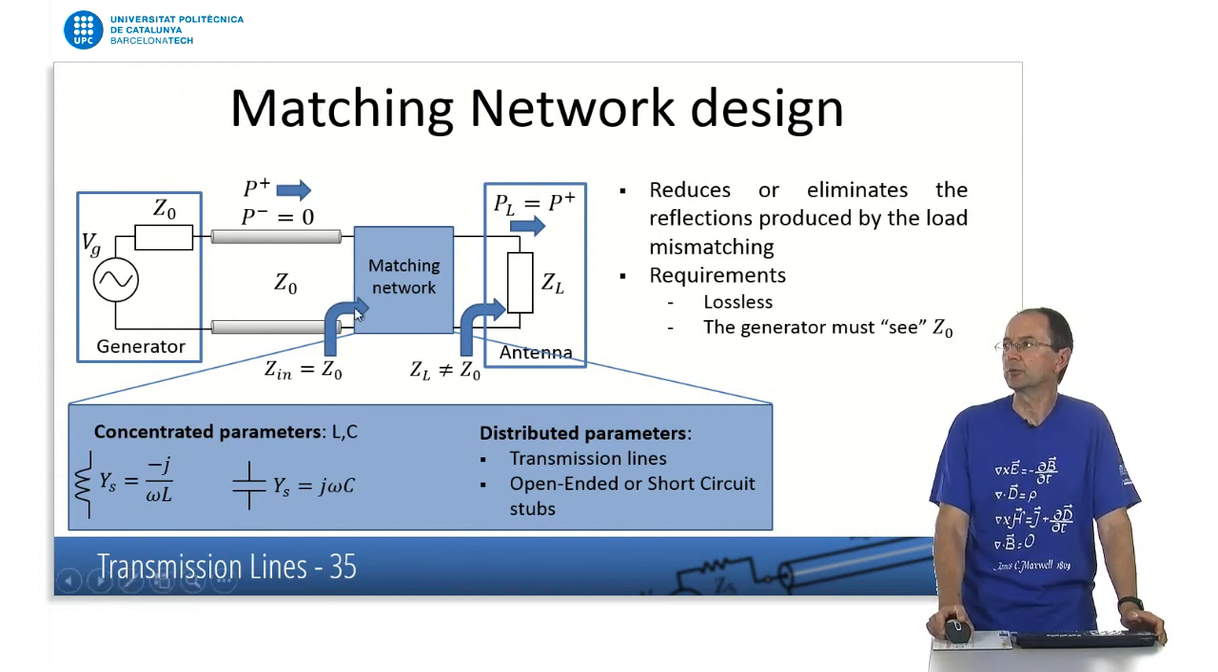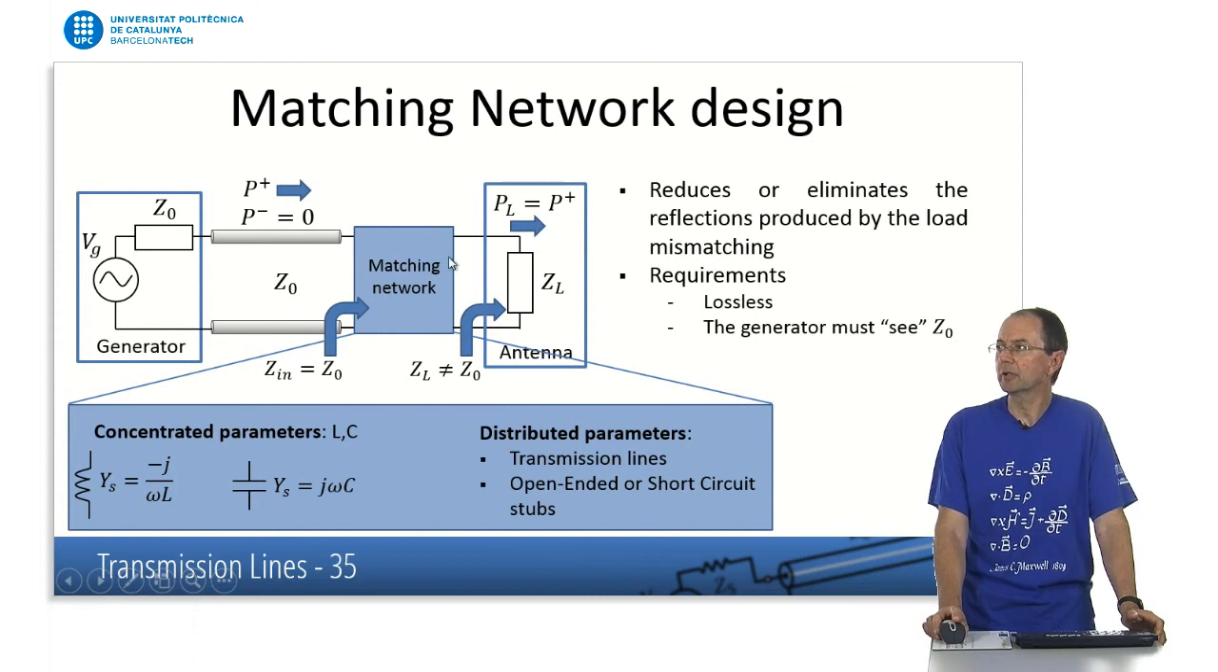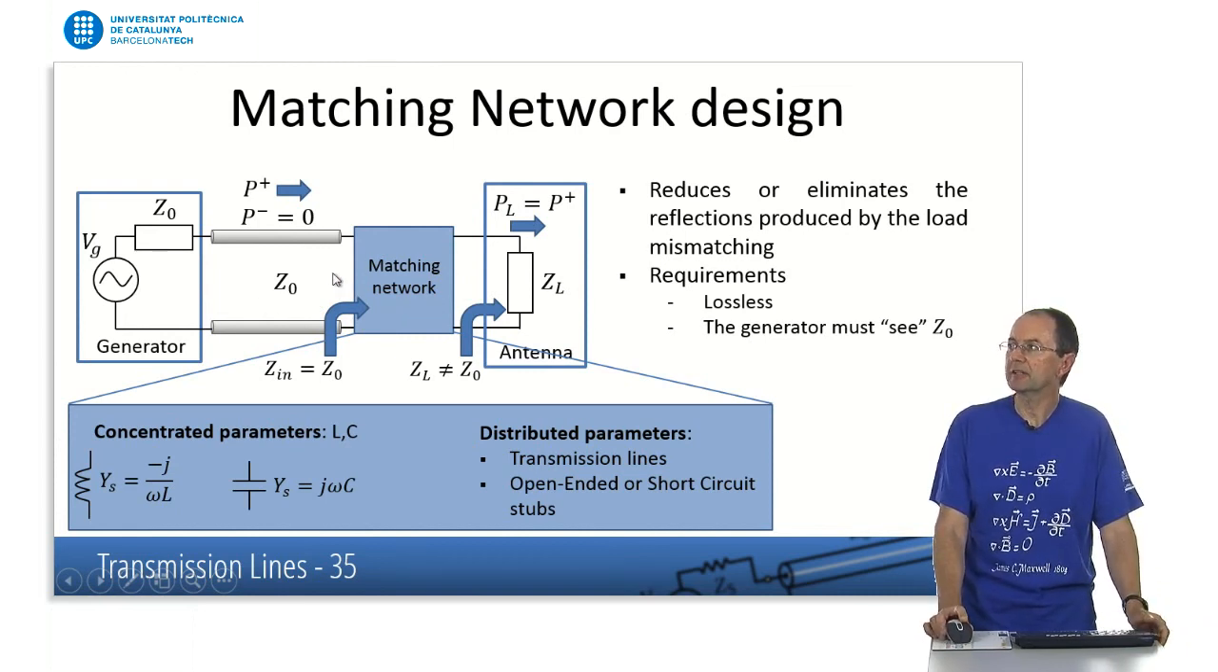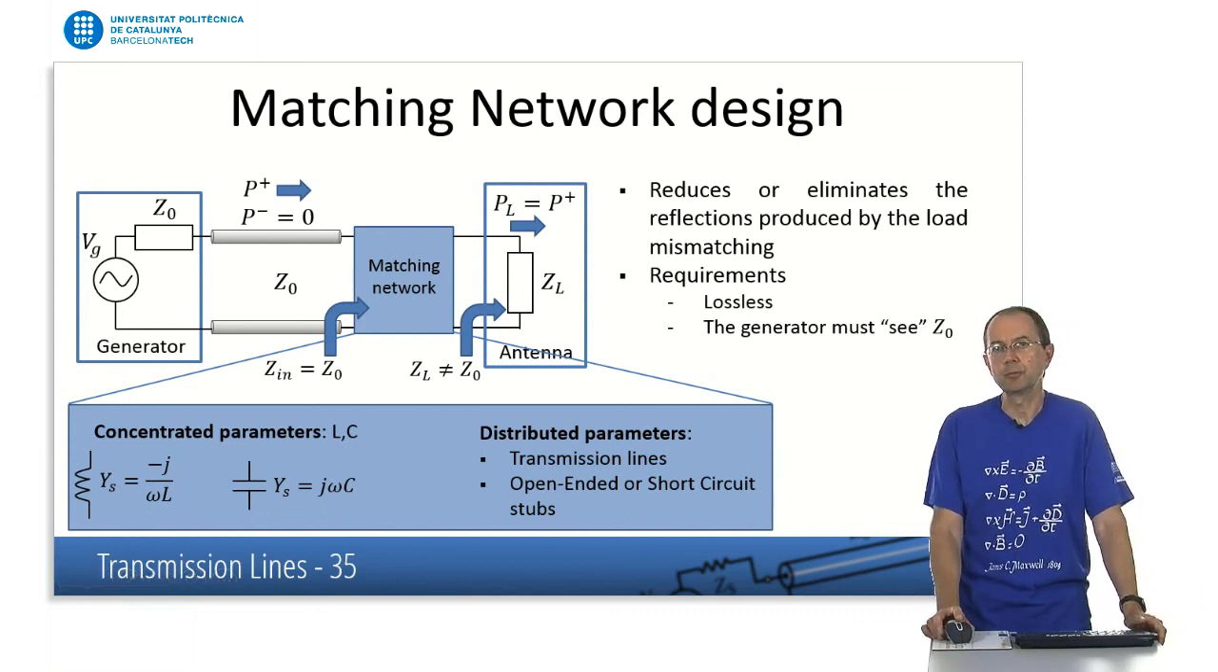What is routinely done is to use a matching network which interconnects the generator and the antenna. Let's assume the generator has a piece of transmission line at the output, and the antenna has a different impedance. If we use a matching network which is able to transform the impedance of the antenna into an impedance matched to the generator, then we will achieve maximum power transfer.